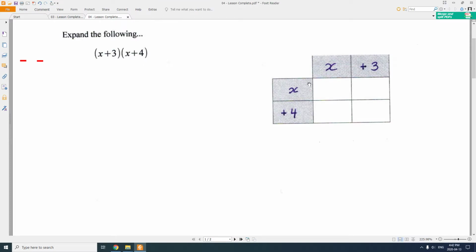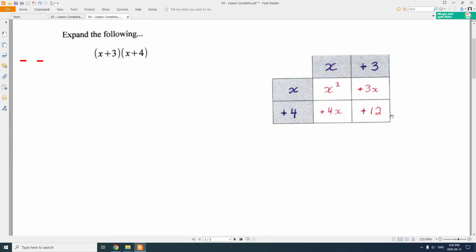Then what we do is we fill in the inside of the chart, and to fill it in, you just multiply the row and the column that matches up with that box. And these things are multiplying, right? So in this case, x times x. x times x is x squared, x to the power 2. Next one. This one I'm multiplying 3 and x. 3 times x is 3x. Down here, I'm multiplying x and 4. 4 times x is 4x. And last one, I'm multiplying 3 and 4, which gives me 12. And that's my expanded form.